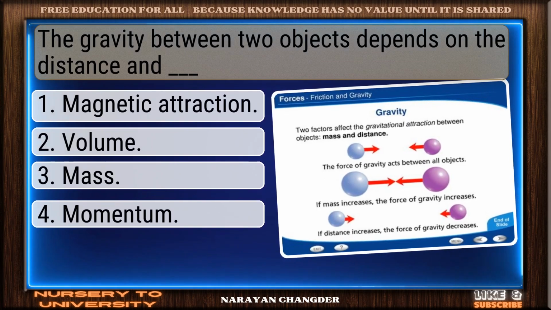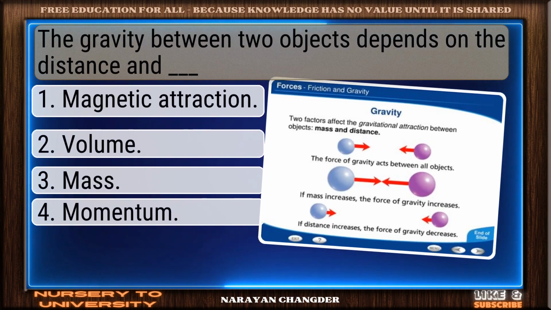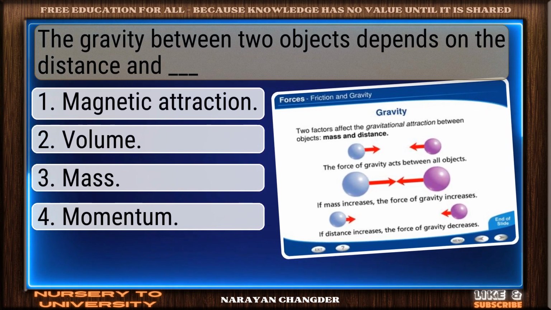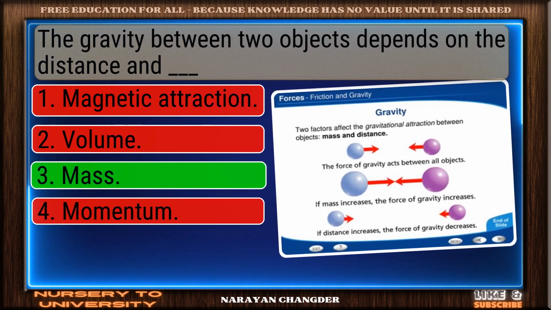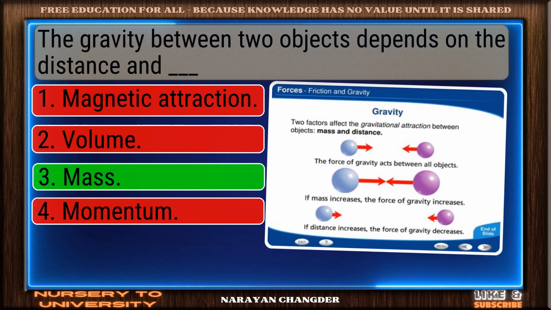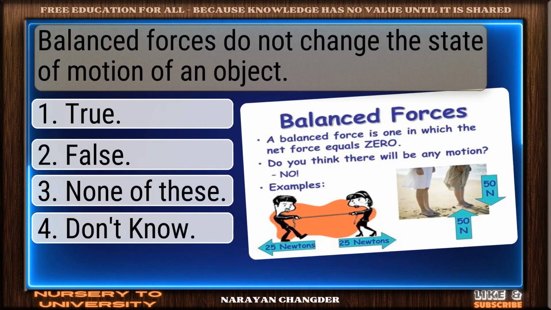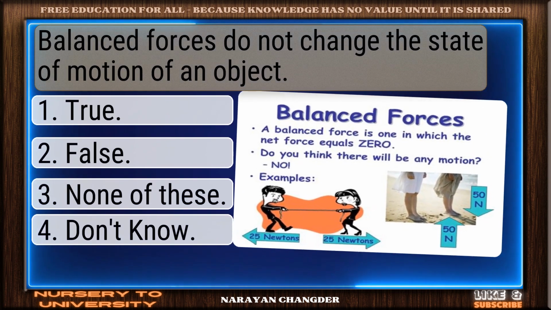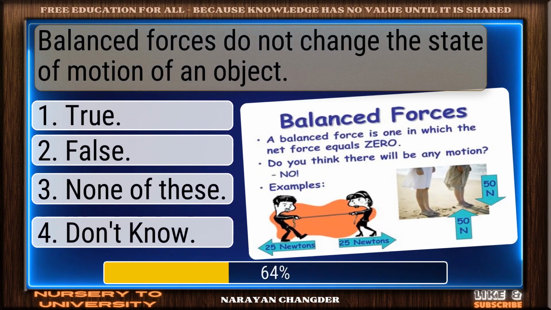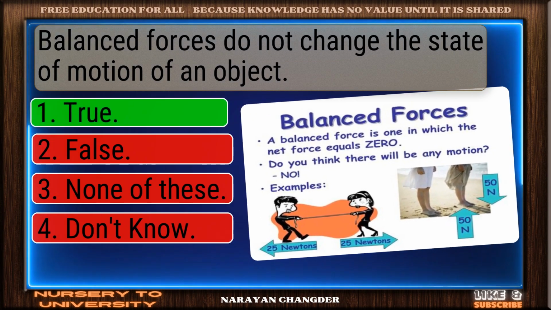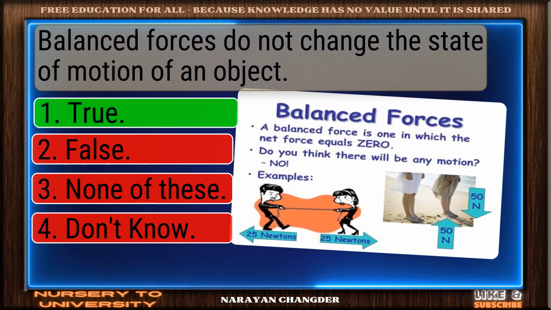Question number 150. The gravity between two objects depends on the distance and dash. Correct. Mass is the right answer. Question number 151. Balanced forces do not change the state of motion of an object. Strong choice. True is the right answer.